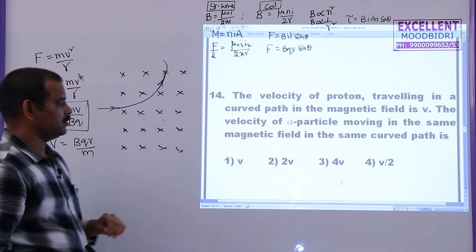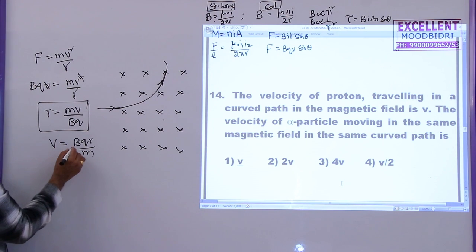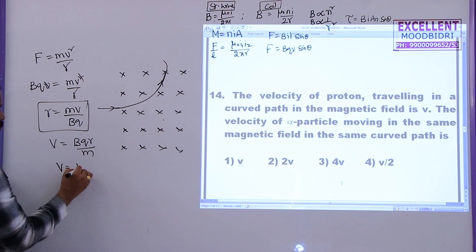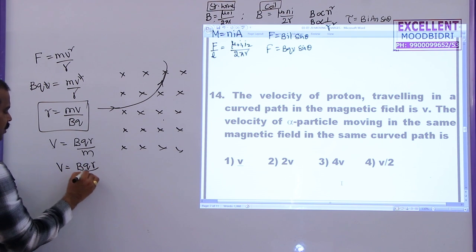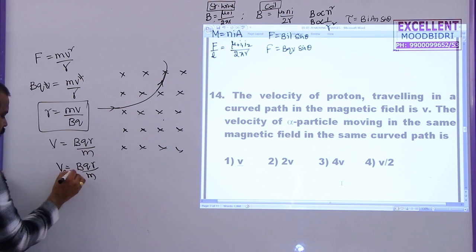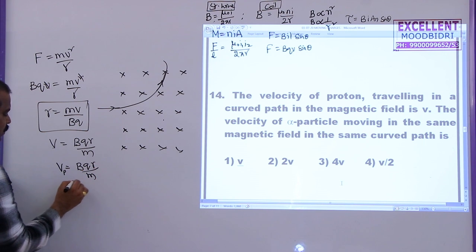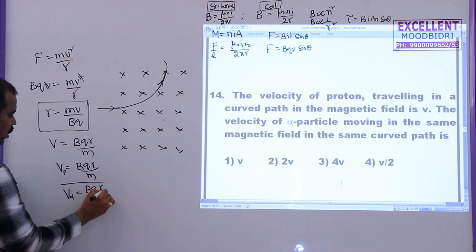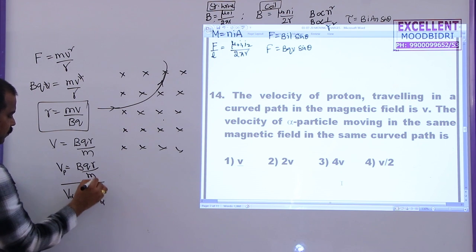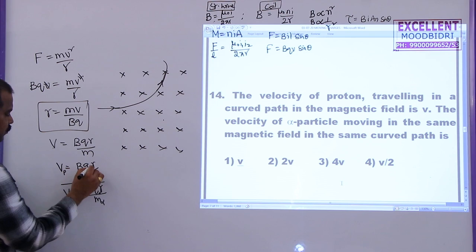What is the velocity of an alpha particle in the same magnetic field? So velocity V is equal to BQR by M. So V proton is equal to BQ proton R by M proton, and V alpha is equal to BQ alpha R by M alpha.